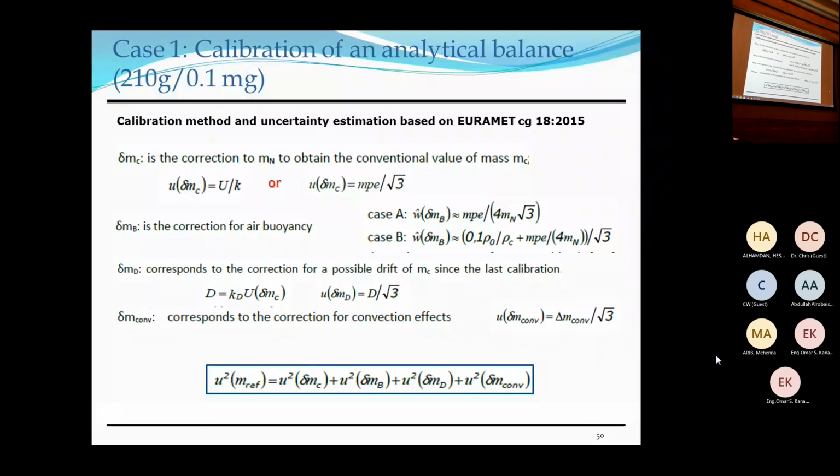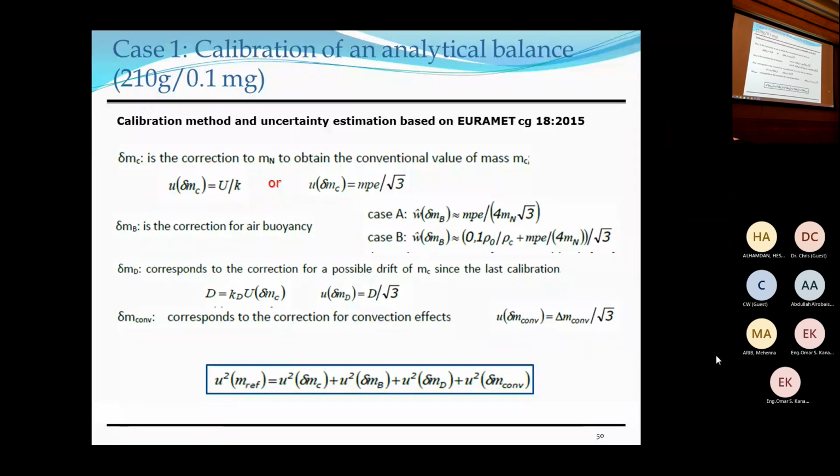If the balance is not adjusted before calibration, I have to take into account any possible variation of the air density, so I have to include that in the formula also. Not that important right now. The drift, there's a way of estimating it. The relevant guideline says how to do it. A rectangular distribution is assumed. And the correction for convection effects, okay, the uncertainty associated with any mass errors due to convection, again, rectangular distribution.